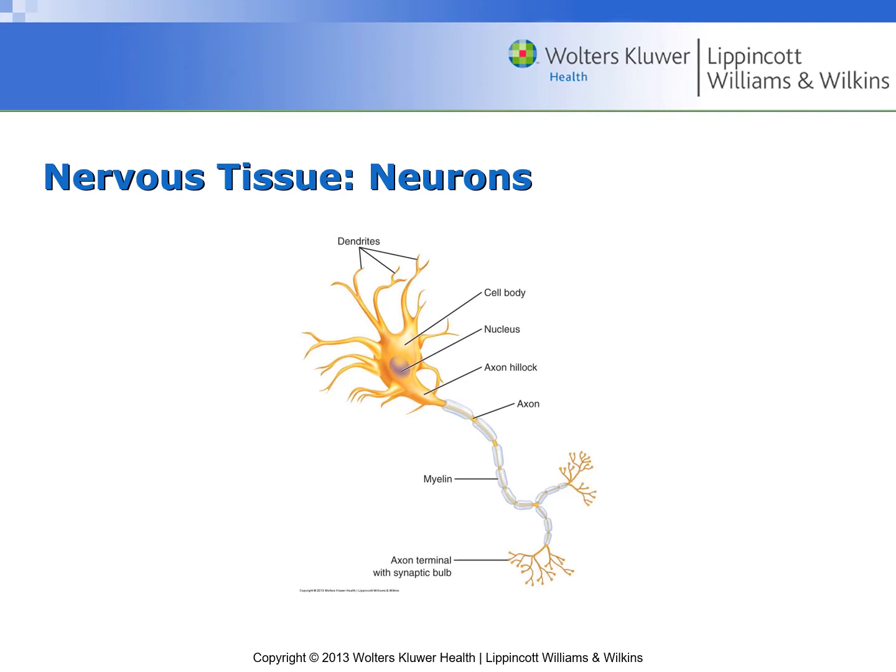A neuron is made up of a cell body, dendrites, and a single axon. And here we see illustrated, beginning most superiorly, the dendrites, the cell body, the nucleus, the axon hillock, the axon, we also see the myelin, and we see the axon terminal with the synaptic bulb.